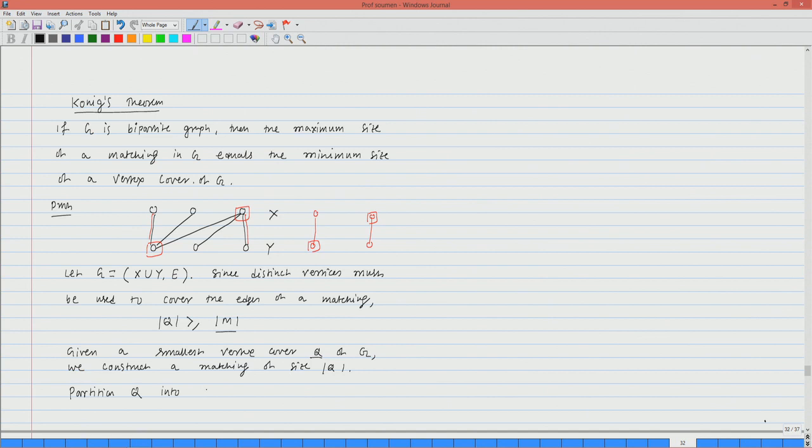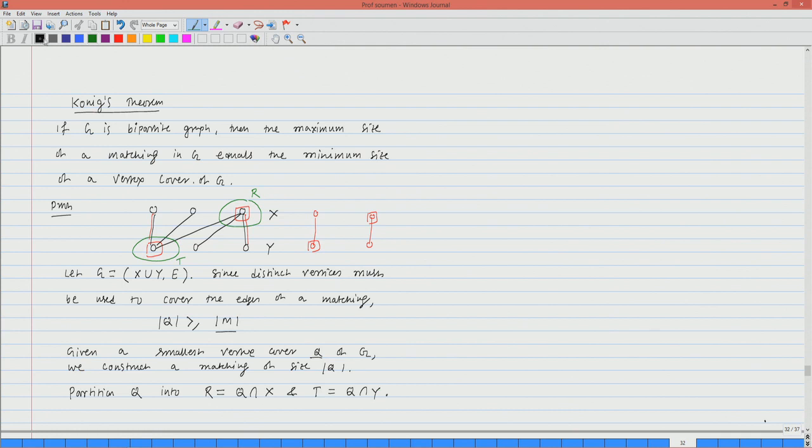into 2 parts. The one part is R, which is Q intersection X, and the other part is T. So, I am introducing two new notations R and T. T is Q intersection Y. In this example this is my R. Maybe it consists of only one vertex here, but in general there could be more vertices of Q in X, and this is T, Q intersection Y.